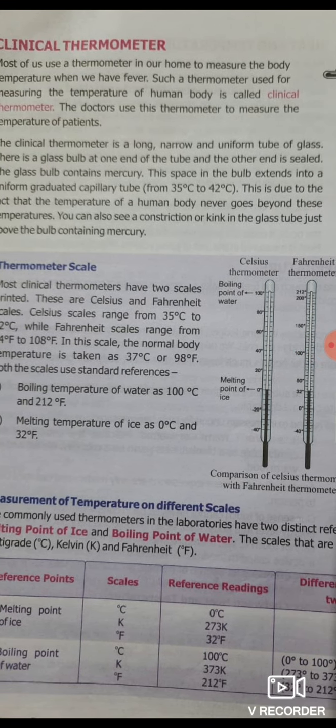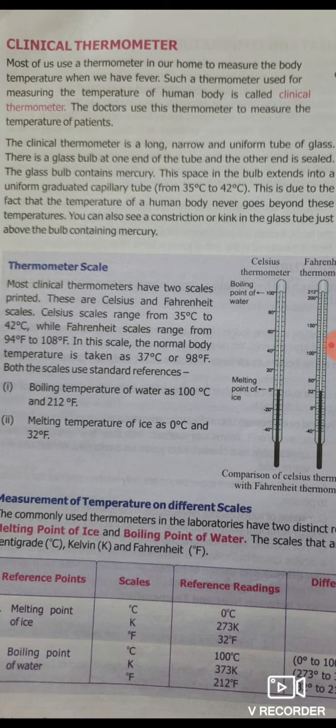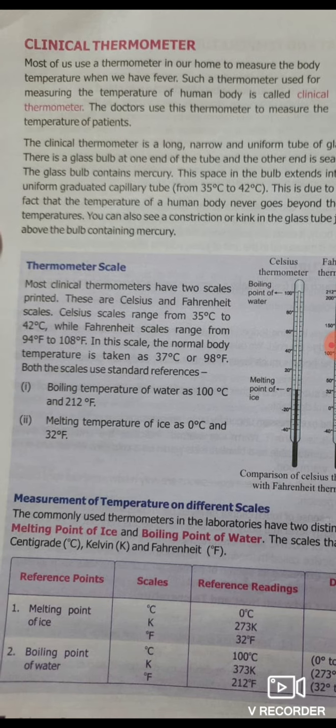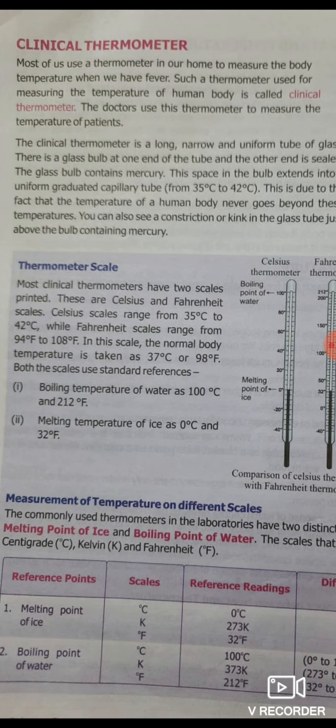Now most of us use a thermometer in our home to measure the body temperature when we have fever. Such a thermometer used for measuring the temperature of the human body is called a clinical thermometer. Generally, thermometers are available at our homes, and those thermometers which we make use of to know the temperature of a body are termed clinical thermometers. It is also generally used by doctors at their clinics and hospitals to know the temperature of a body, right? So it is the device by which we know the temperature of a body, right?